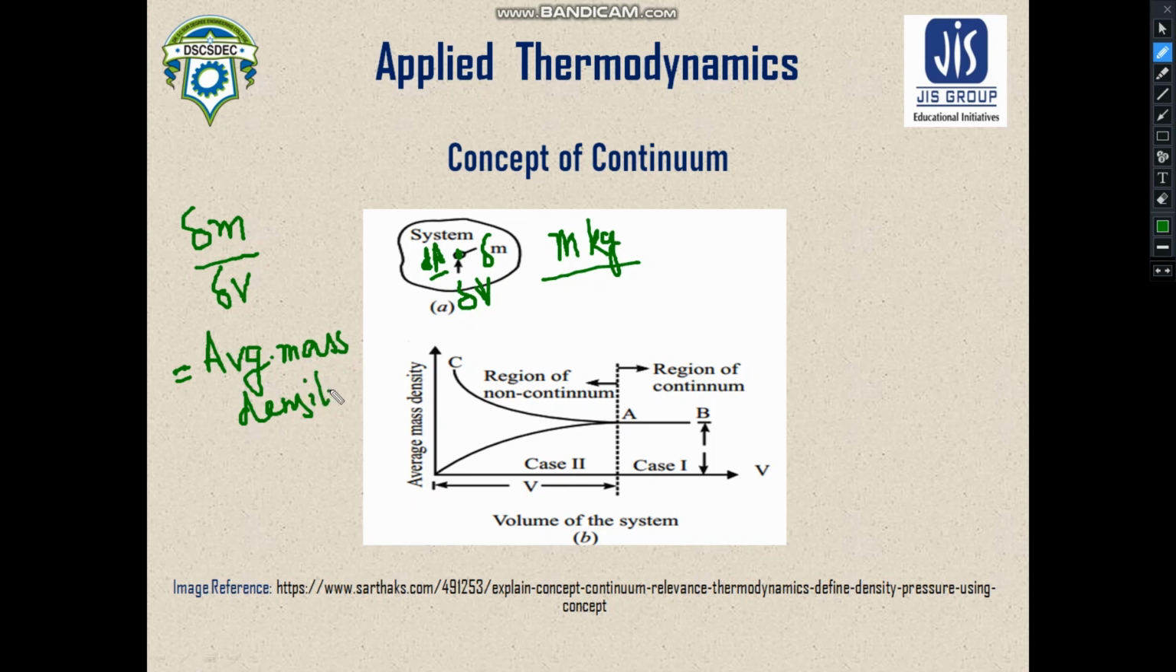Now let us try to understand what happens if the average mass density goes on increasing according to this graph. We see that up to a certain value these two curves merge. So what can we understand from this graph? It depends on this delta v. Now let us take this delta v value.